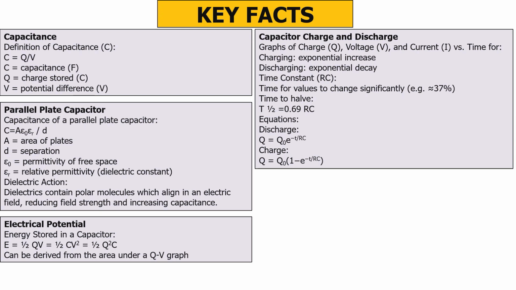Now we can also look at capacitor charge and discharge, where you know that for graphs of charge, voltage or current against time, charging shows an exponential increase and discharging shows an exponential decay. Now it's also important to note that the time constant is the time it takes for a value to change significantly, where it tends to drop to 37% of its initial value. Now the time taken to halve is equal to 0.69 times the time constant. Now our key equations for discharge are Q equals Q0 e to the power minus t over RC, and for charging, Q equals Q0 times 1 minus e to the power minus t over RC.